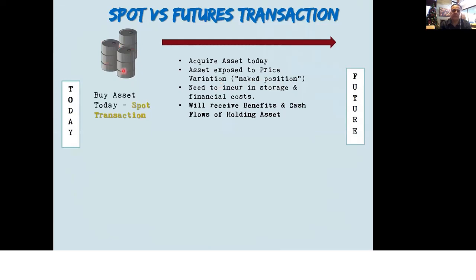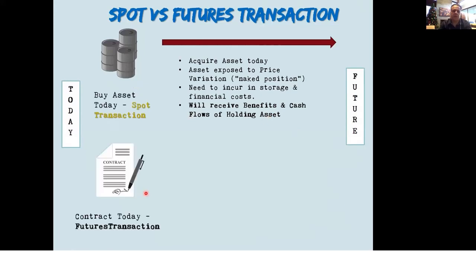If that's the case, you may incur storage and financial costs of having bought that asset today. On the other hand, if that asset produces any benefits or cash inflows, you will of course receive that because you're the owner of the asset.